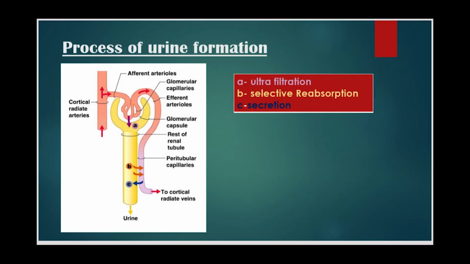There are three main steps of urine formation. They are glomerular filtration, selective reabsorption and secretion. These processes ensure that only waste and excess water are removed from the body.